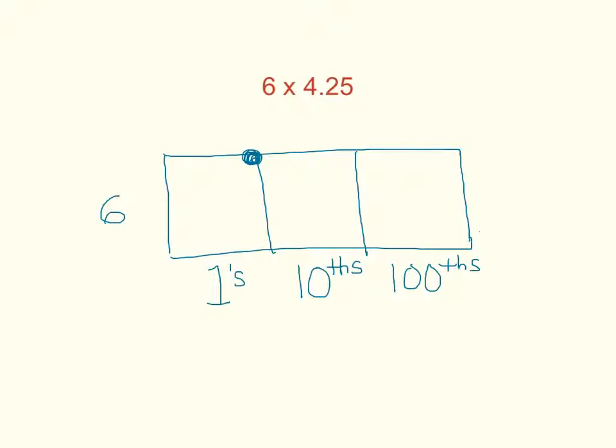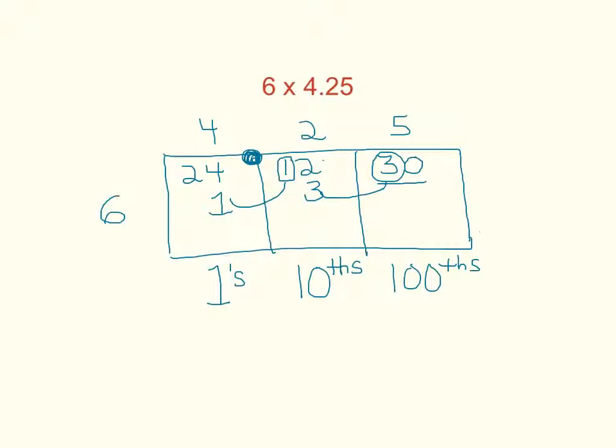Our last example is 6 times 4 and 25/100ths. So we're going to use a mixture of the area model and the place value chart. So we have 6 times 4 is 24. 6 times 2 is 12. 6 times 5 is 30. And then we make our adjustments. We can't have 30 in the hundredths place. So we take that 3 and bring it over to the tenths place. We have 10 tenths plus 2 tenths. So our 10 tenths have to come over to the ones place.